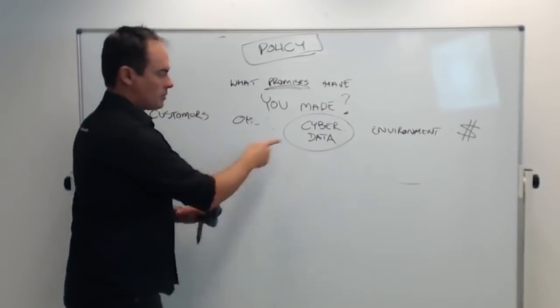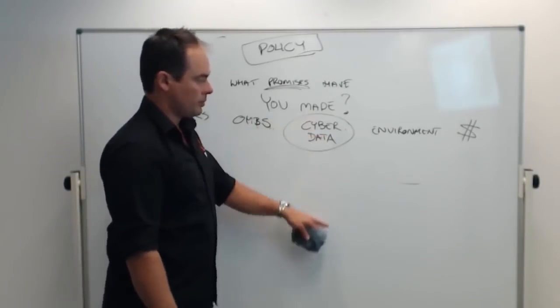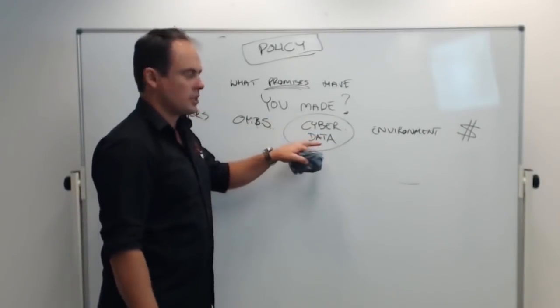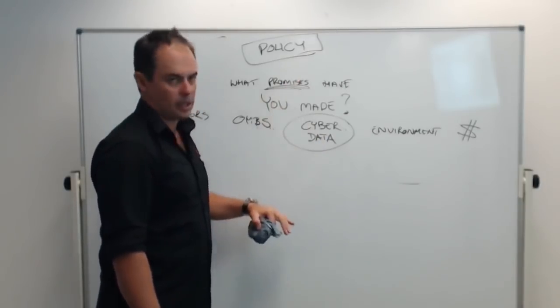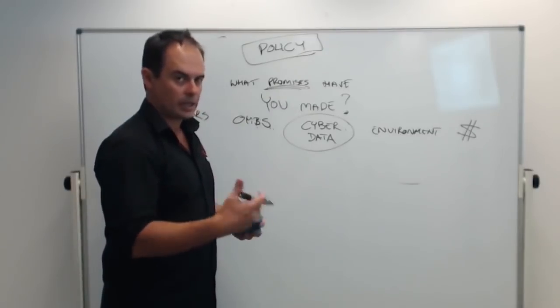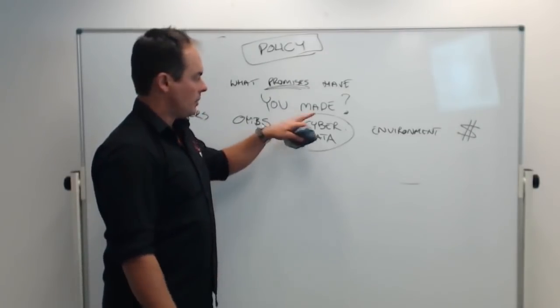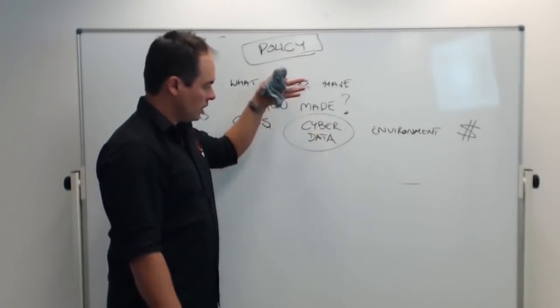Now you can start to talk about cybersecurity. And what promises are we making there? Or information security management, if you like. What data do we have? What promises have we made? What promises have we made internally? What implied promises are there that we're making as an organization? And so start to think about those promises in terms of the context of cybersecurity.